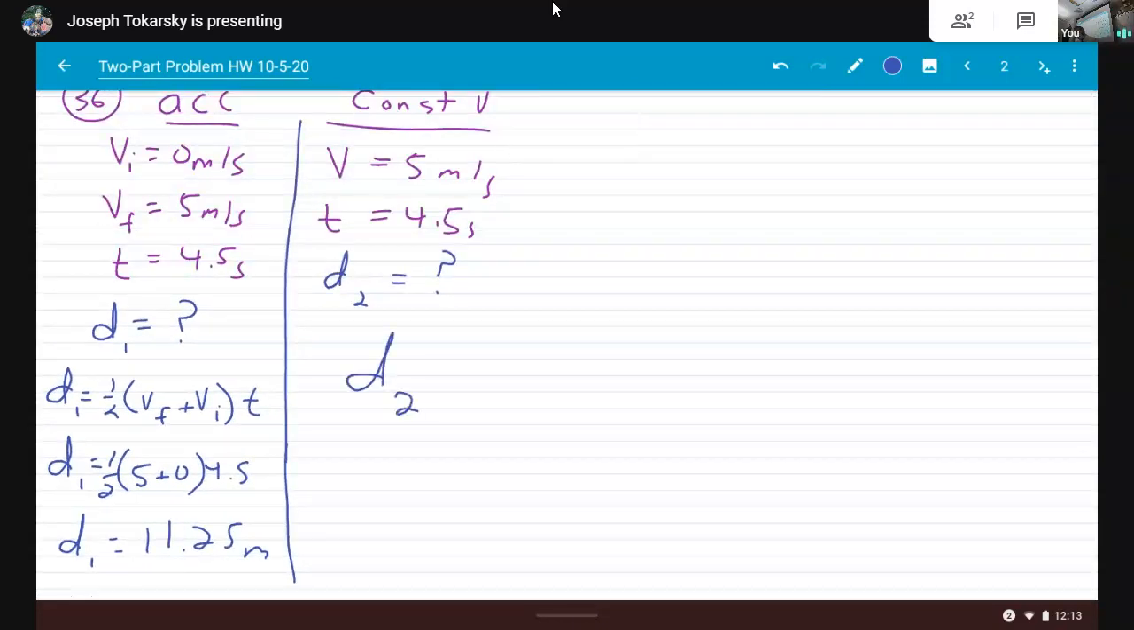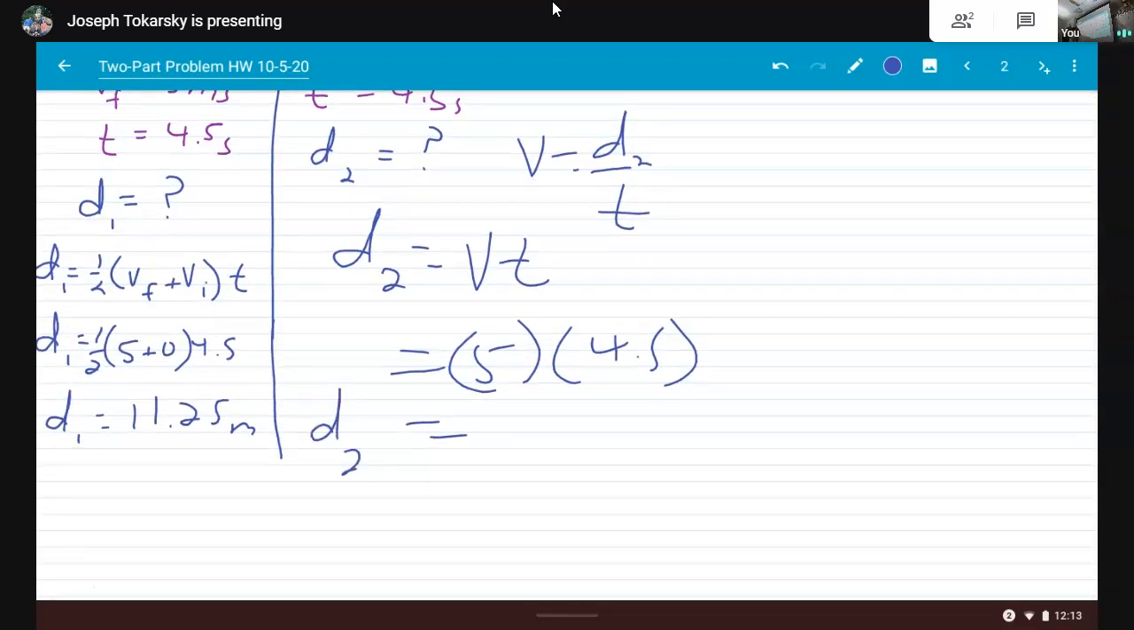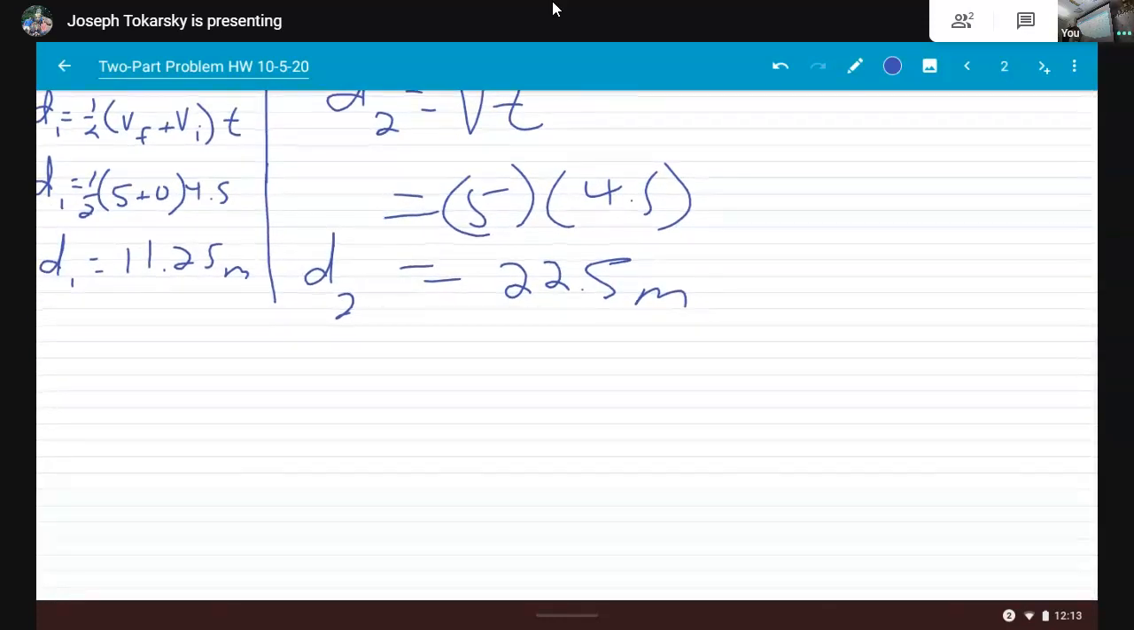D2, this is constant, so this is just using V equals D over T. Solve for D2, multiply the T over, plug in the numbers, 5 times 4.5. All the units are good here too. So D2 will be 22.5 meters. What did I say the answer was? 34, yeah. So we get like 33.75, which in sig figs is around 34. So D total, what they're asking, add those together, 33.75 meters.